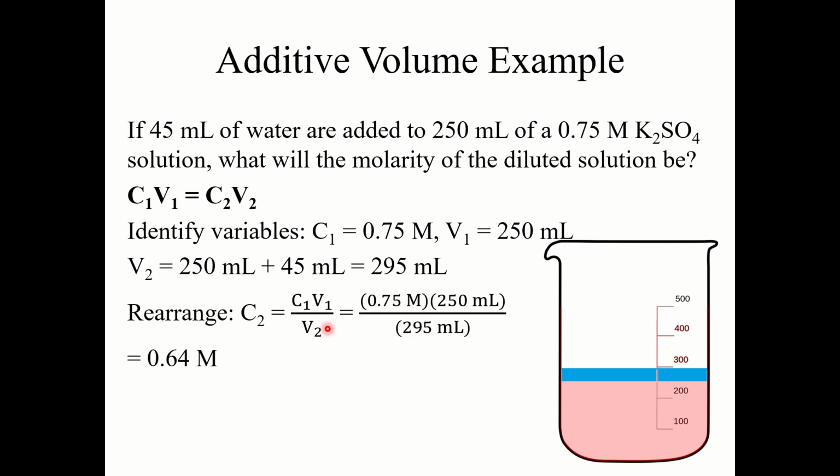From here, now you can just rearrange and solve for C2. So plug in 0.75 molar for C1, 250 milliliters for V1, and 295 milliliters for V2, and you get 0.64 molar is the correct answer here. So just pay attention if you get an additive volume example. On the homework, and it's possible in the exam as well, you could get an evaporation type example where some initial solution evaporates and its volume decreases. So just pay attention to the context of the problem here.